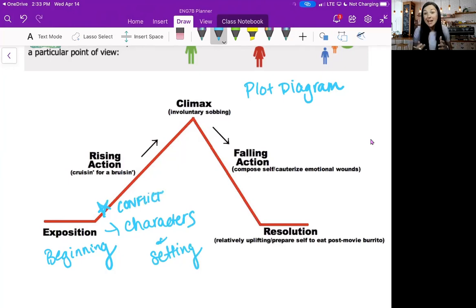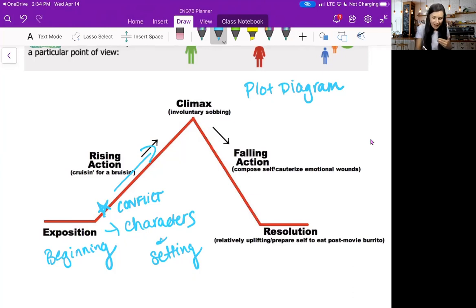Now, this is where the characters may run into a problem or something has to be solved. This is going to then drive the rest of your story events up, and this is called your rising action. So, after you've established the problem or the event that happened, maybe you got lost at sea, or maybe you fell down and broke your ankle. Okay. So, whatever the conflict is, that might happen here.